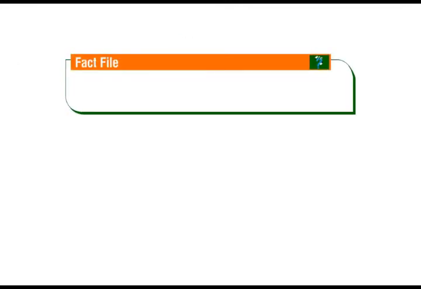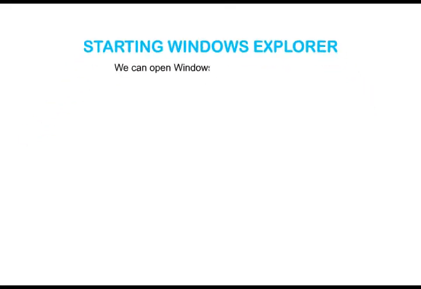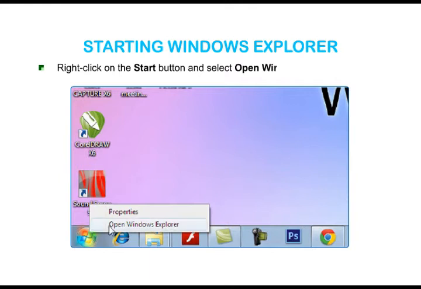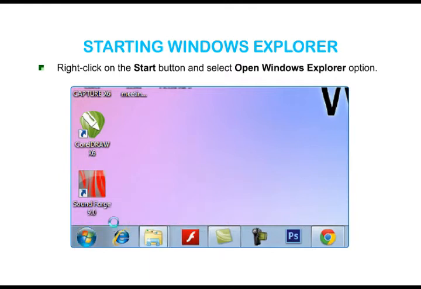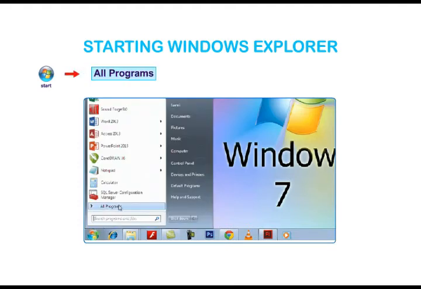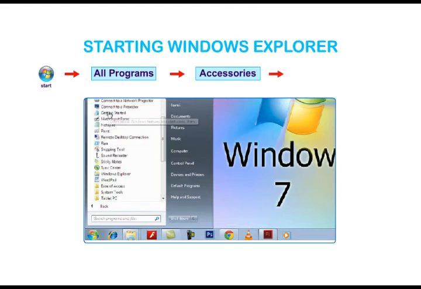Okay, can you quickly tell which version of Windows you are using on your computer? Let us first begin with how to start Windows Explorer. We can open Windows Explorer in 2 ways. Right-click on the Start button and select Open Windows Explorer option. Or click on Start, All Programs, Accessories, and then Windows Explorer.